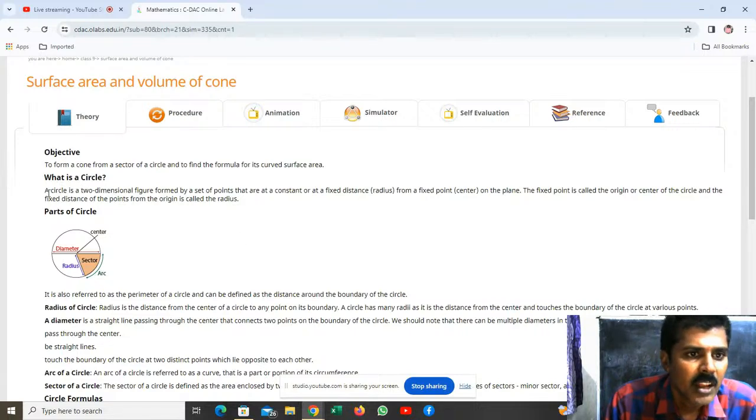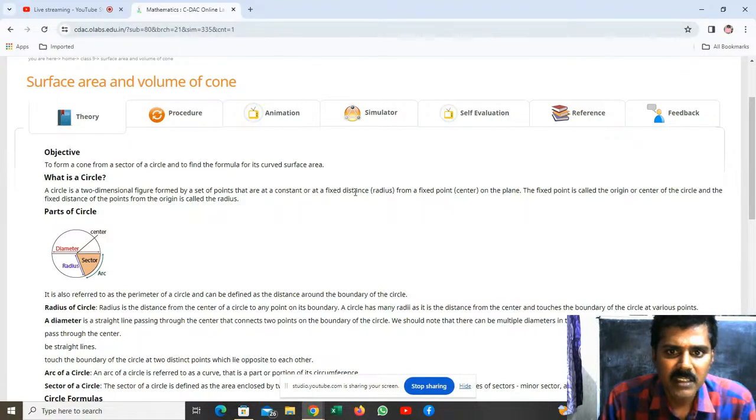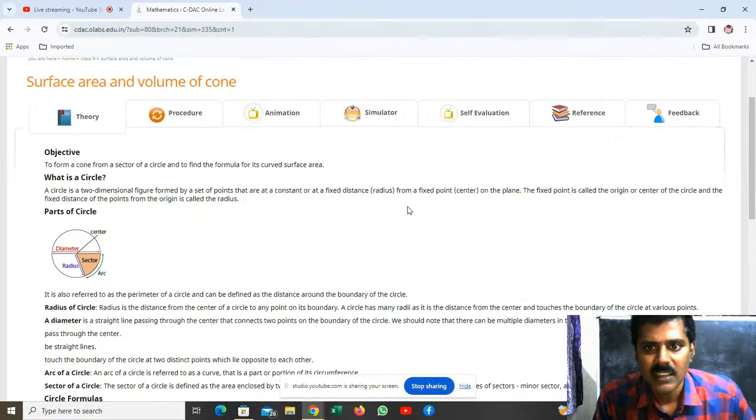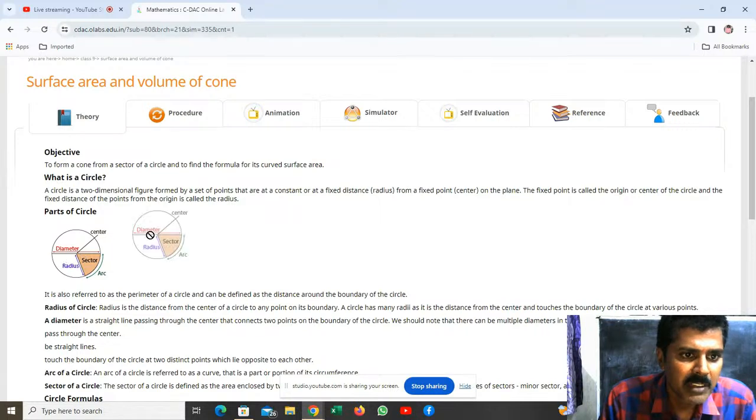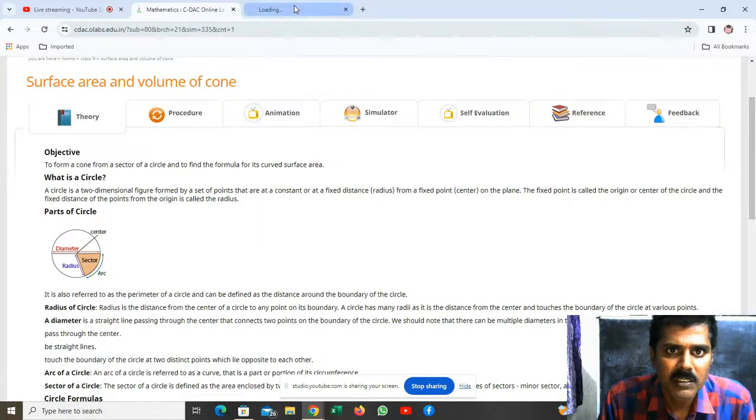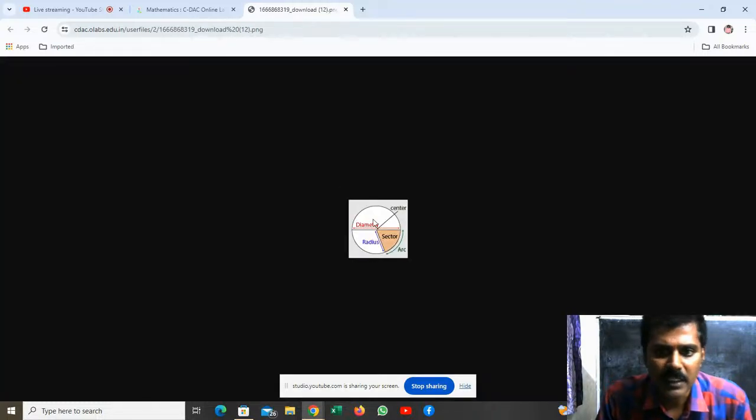Okay, then I'm continuing. So a circle is a two-dimensional figure formed by a set of points that are at a constant, fixed distance. That fixed distance is called radius and the fixed point is called center. This we already know previously. We have done this previously also. So once you observe this, this is the figure of the circle.